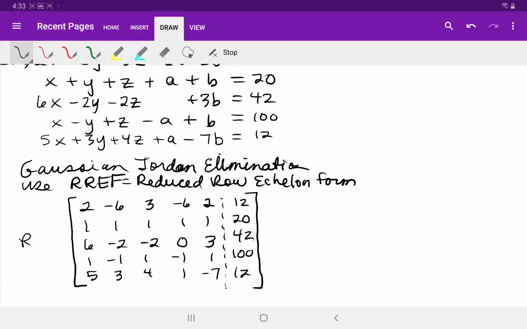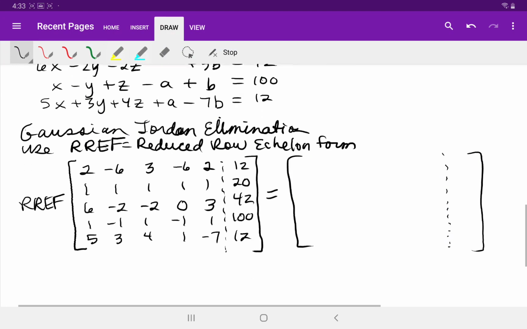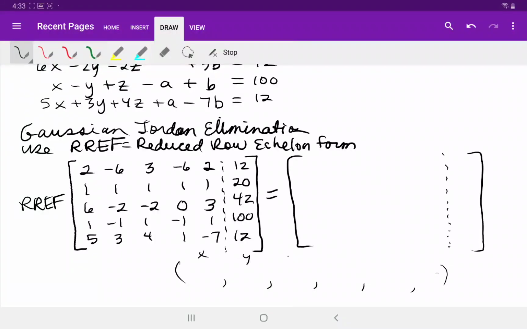And you write RF in the front. You put equals, and then you put what the answer is. Now the answer should be the identity on the left side of the dashed line, and then on the right side it should be the answers. And that's all. Then you write your answers as coordinates. So you'd write your X, your Y, your Z, your A, your B. Probably you'd write your A and your B first. But if you label, I guess you'd get to pick.